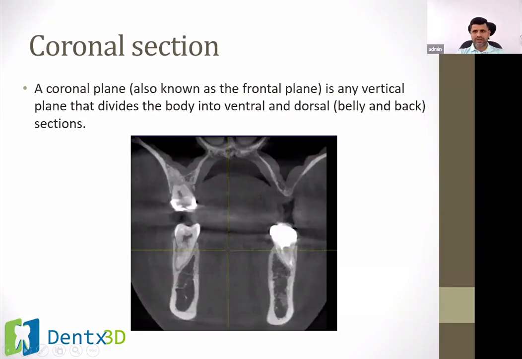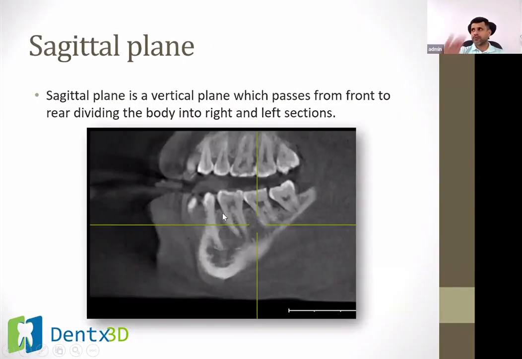Then you have the coronal section, which is parallel to the coronal suture. Whenever we are seeing it, it is like we are seeing from the front or from the back. The sagittal section is parallel to the sagittal suture, right? It is like we are seeing from the side, either from the left or from the right. So these are the three planes in which the body is divided: axial, coronal, and sagittal.